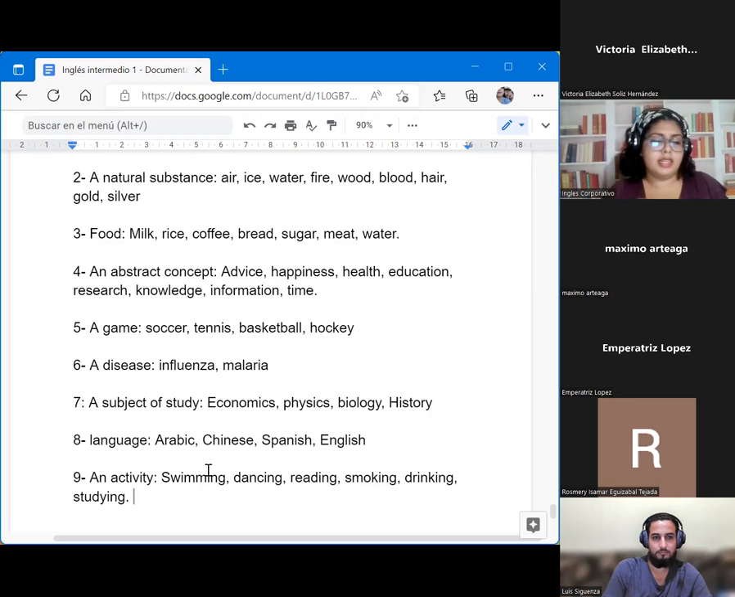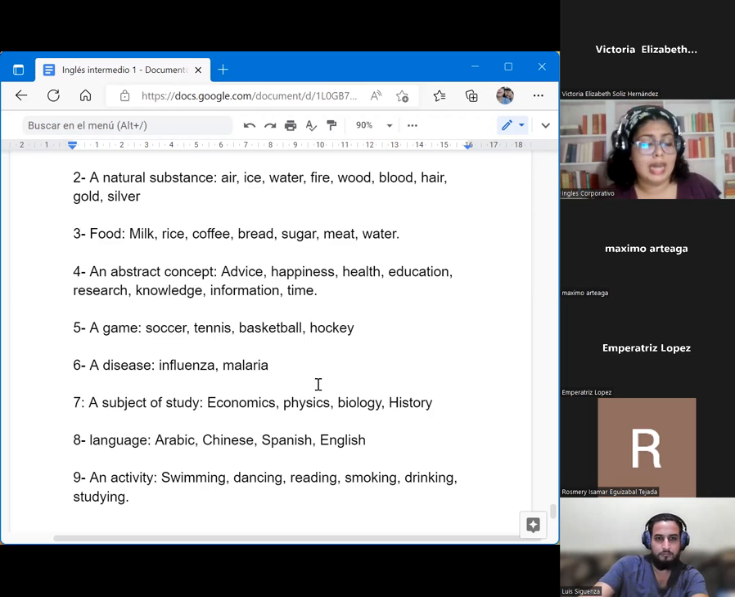So we have 9 categories for these noncount nouns that we need to know in which cases we are not going to use the plurals, because in that case you can see we are not using plurals in these nouns. We have a mass, a natural substance, food, an abstract concept, a game, a disease, a subject, a language, an activity. So those are the 9 categories that we have. 9 categorías de palabras donde nosotros las vamos a dividir por tema, lo podemos decir de esa manera. Y que sabemos que esos son nombres no contables.